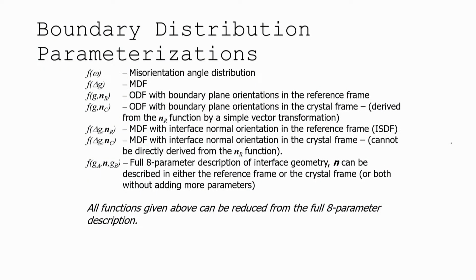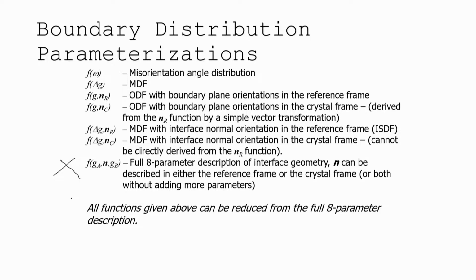We were talking about calculating texture functions, and then we've gone into grain boundaries and grain boundary texture, and the calculations of those are very similar, and I'll just briefly remind us what the harmonic functions do. But where we left off last time was this list of boundary distribution parameterizations. If you look at the full description of a grain boundary, which we talked about before, this last one, it could include 8 parameters.